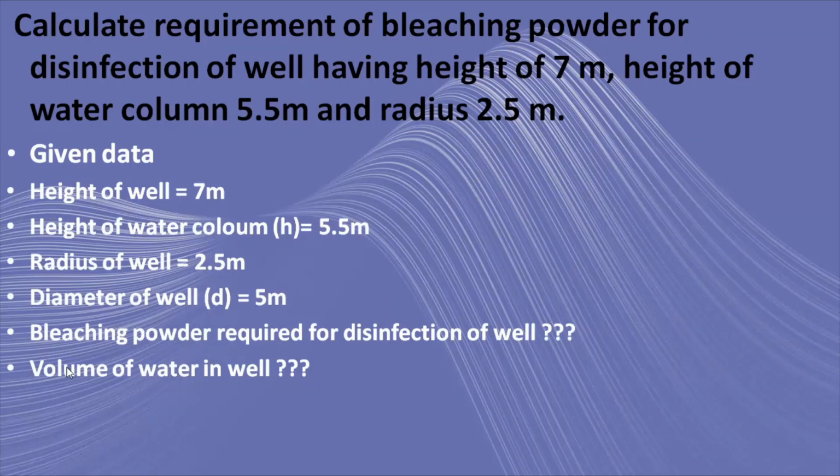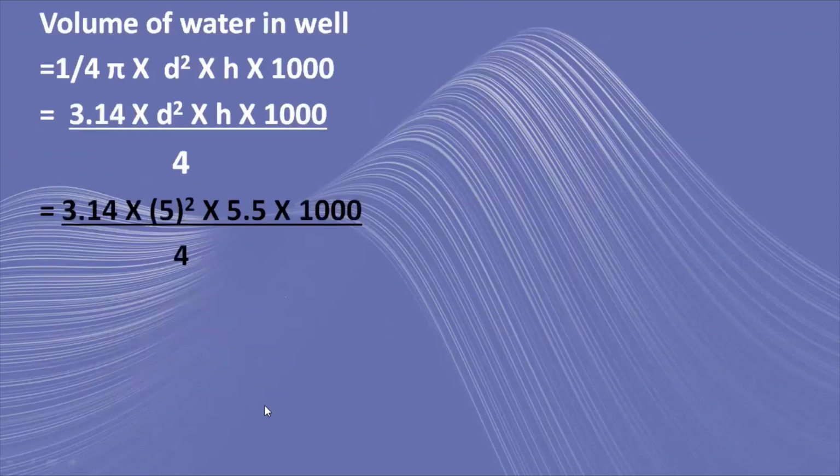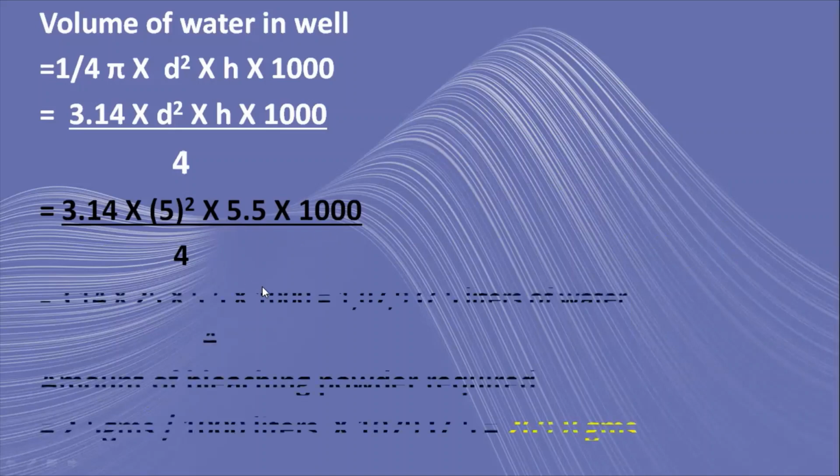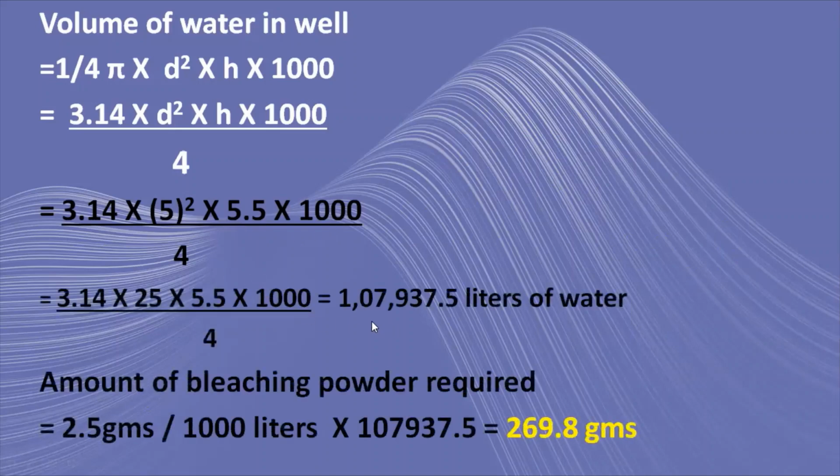So what we need is the volume of water in the well. The formula for volume of water in the well is 1/4 pi into diameter square into height of the water column, not the height of the well, into 1000. So it is 3.14 into diameter square into height of the water column into 1000, by 4. So 3.14, the radius is 2.5, so diameter will be 5. So 5 square into 5.5, the height of the water column, into 1000 by 4. So it comes to 1,07,937 liters of water present in this well.